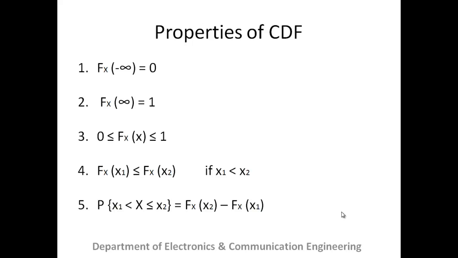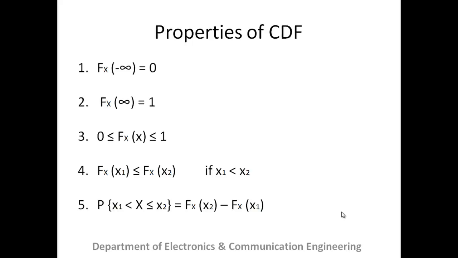Now these are the properties of CDF. What is the cumulative distribution function for the value minus infinity? Naturally it will be equal to 0, because we are summing up the values from minus infinity to minus infinity, so naturally we will have the value equal to 0. Then CDF for infinity. Infinity is the extreme range on the right hand side of the number line, so naturally it will add up all the probabilities, and the result will be equal to 1.